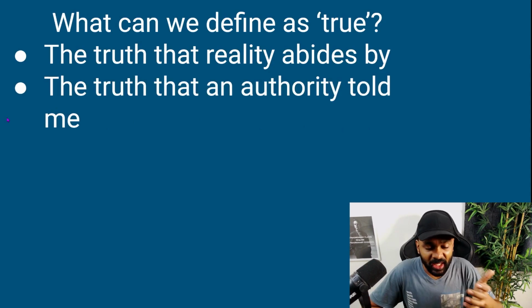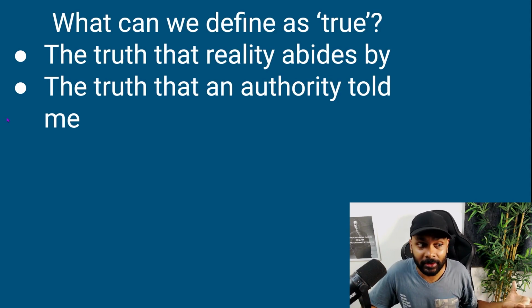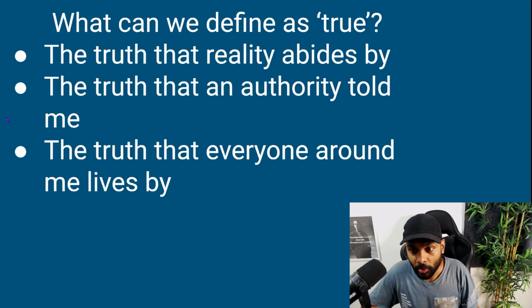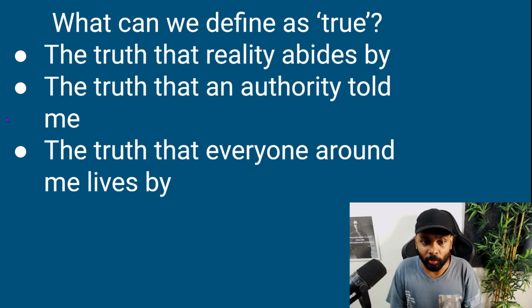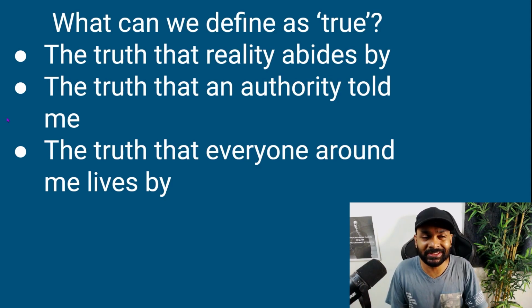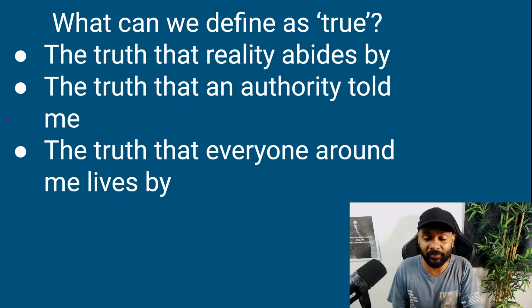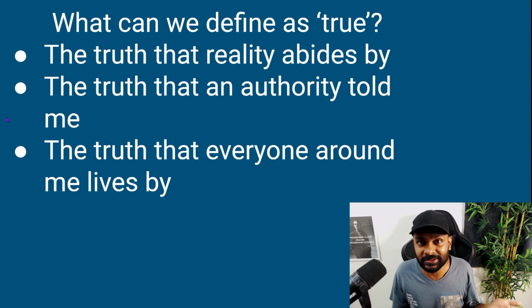For instance, I could take truth as that which an authority has told me, something like that my teachers tell me is true. I can either trust the words of an authority or something that everyone around me lives by. One example I can think of is the idea that if you're living with a partner, you have to be married to them. Otherwise, society will look down upon you. Otherwise, society thinks you're doing something more. That is an idea that everyone around me lives by. So I can define something like that as true.